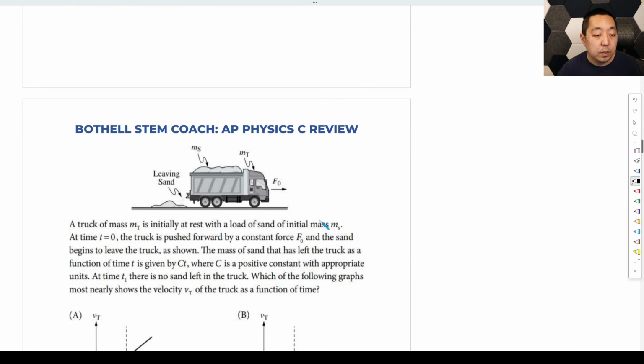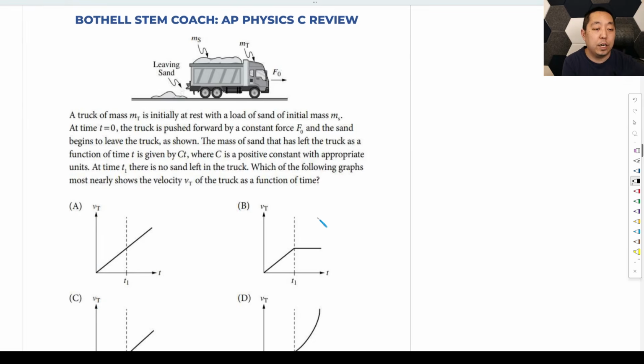Okay. Let's look at this one. A truck of mass mt is initially at rest with a load of sand, initial mass ms. At time t equals 0, the truck is pushed forward by a constant force F0, and the sand begins to leave the truck as shown. The mass of the sand that has left the truck as a function of time is given by ct, where c is a positive constant with appropriate units. At time t1, there is no sand left in the truck. Which of the following graphs shows the velocity of the truck as a function of time?